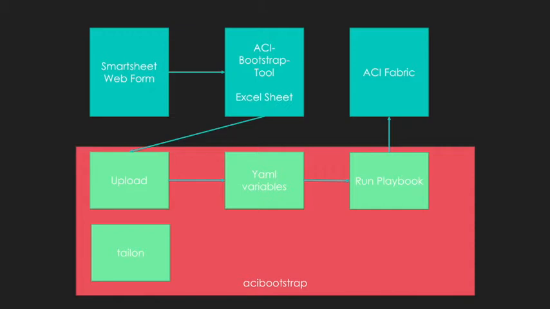Once we upload that into the ACI Bootstrap tool, it will pull out all that data and structure it into a YAML file that Ansible can understand. The crux of ACI Bootstrap is a big Ansible playbook that takes these variables, pulls together different templates, and creates all the JSON configuration that we need to configure the ACI fabric. So within ACI Bootstrap, we have that upload functionality, all the YAML variables, the functionality to actually execute that playbook, and also a log viewer called Talon.